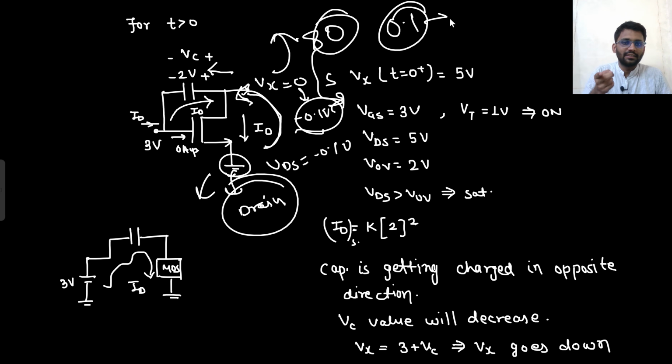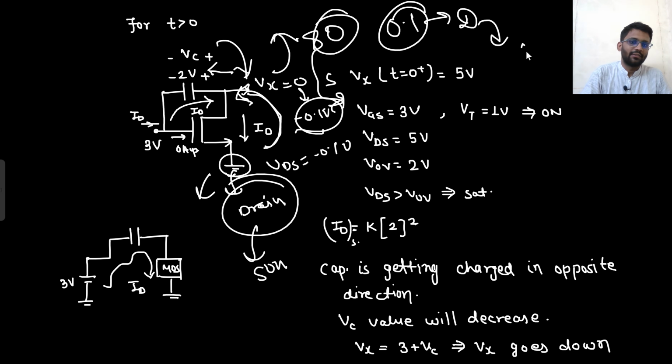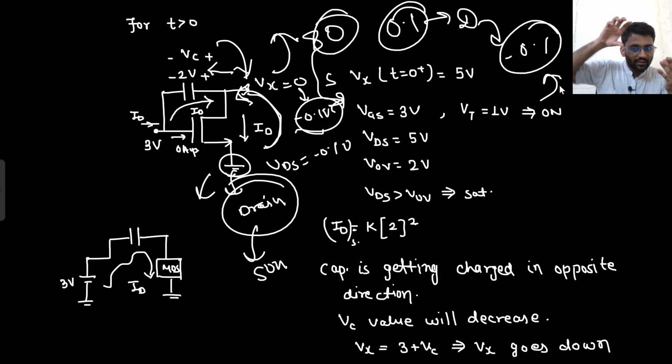Then again you will say this is drain and this is source, and the current flows in this direction. Then again you will say Vx is going down, and again it will go to minus 0.1 volt. The same thing will happen again. So it will not go like that. It will say that if Vx equals 0, at that time only I will stop. That's it. That will be the steady state. So the steady state Vx voltage will be 0.